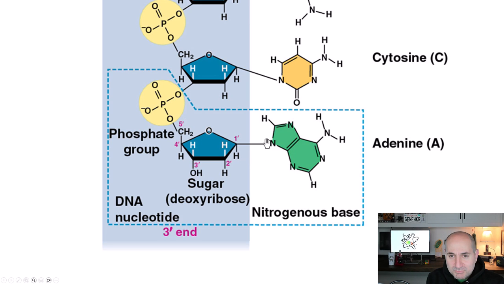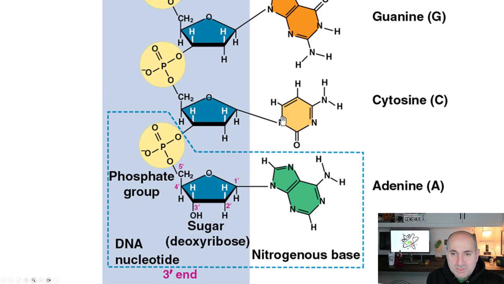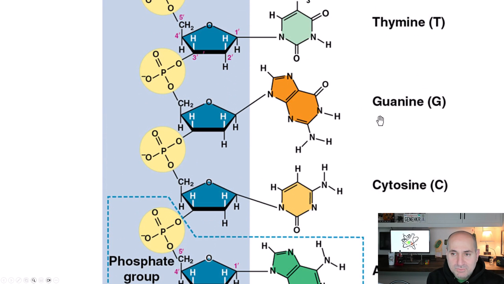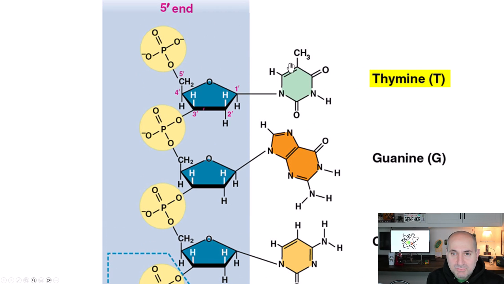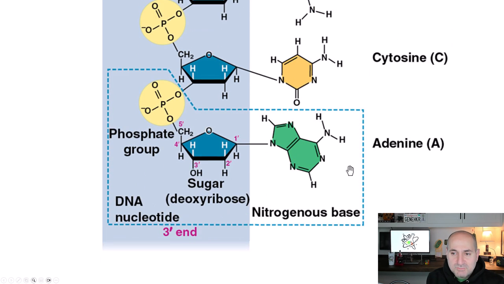Additionally, there's a third part to this. There's the nitrogenous base. Remember that there are 4 nitrogenous bases for DNA. This one happens to be adenine, a purine. Purines have 2 rings. Above it, you have the single ring cytosine, which is a pyrimidine. Then you have guanine, which is a purine, and thymine, which is a pyrimidine. So these are the 4 different nitrogenous bases, A's, G's, C's, and T's.